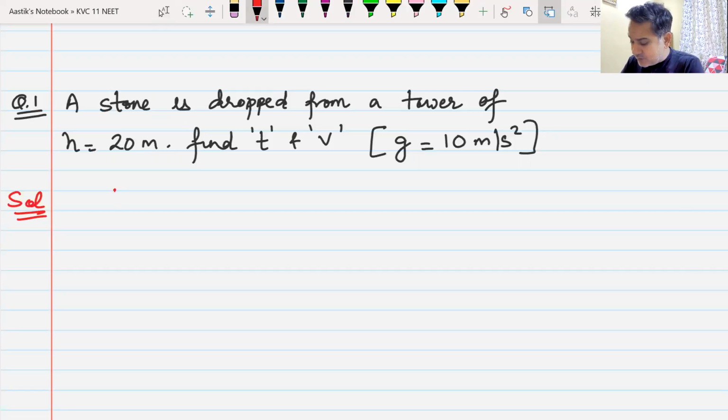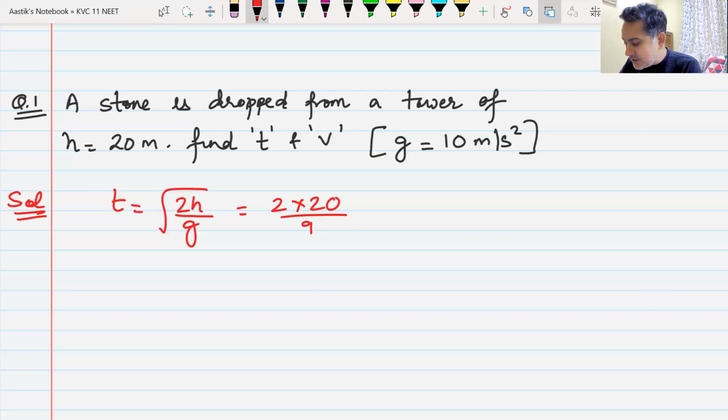Can straight away apply the formula for time. Time is under root of 2h by g. Yes or no? Just put the values, get the answer. 2 into height is 20 divided by g. Remember, I have not put the sign here because I have already put the sign in the original equation. So don't have to put the sign. G, sorry, I've written G. G is 10. I should have written 10. The answer is 2 seconds. Do we get this? Yes or no?